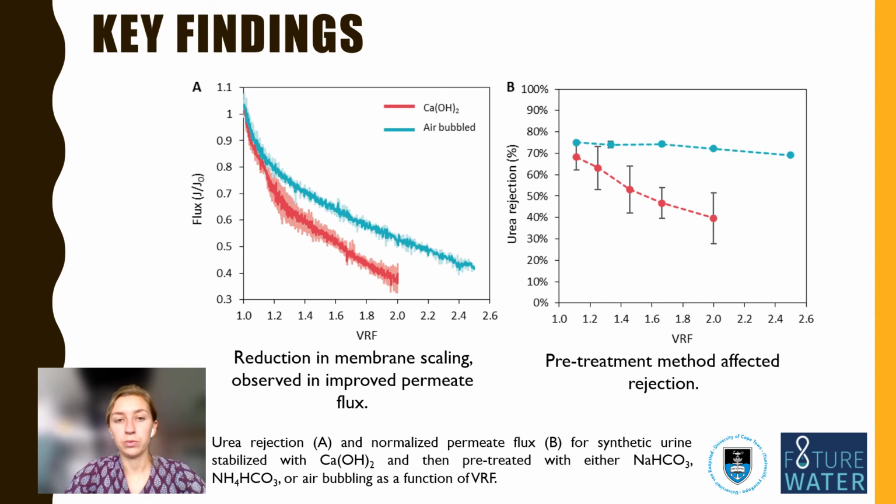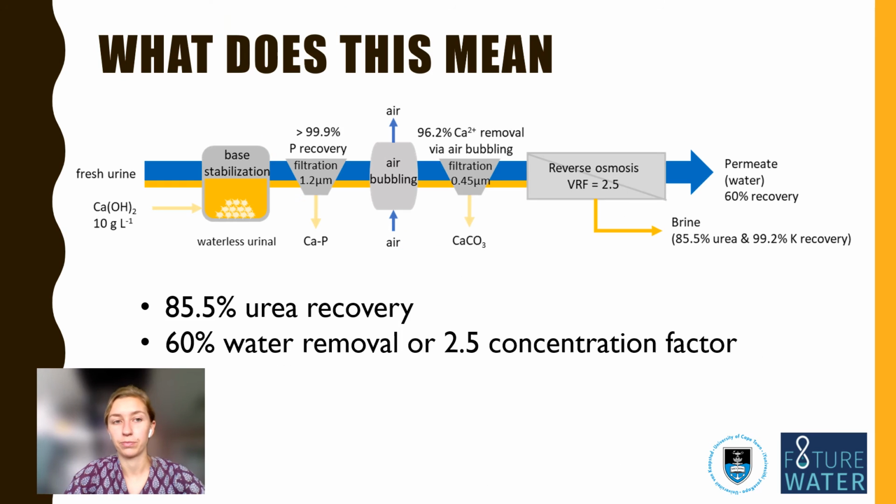Urine pre-treated with air bubbling showed a significant improvement in flux, and the membrane no longer became scaled. We also saw an improvement in urea rejection. Untreated urine has a pH of 12.5 compared to 8.5 for air-bubbled urine. The pH range for most commercial membranes is between 1 and 11, so the reduction in urine pH also appeared to improve urea rejection. So what does this mean?